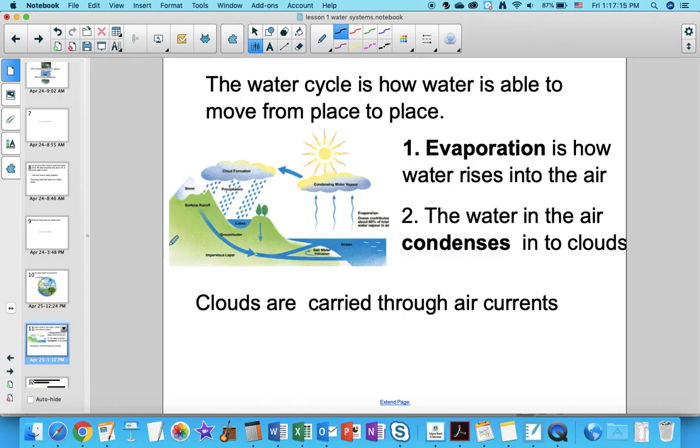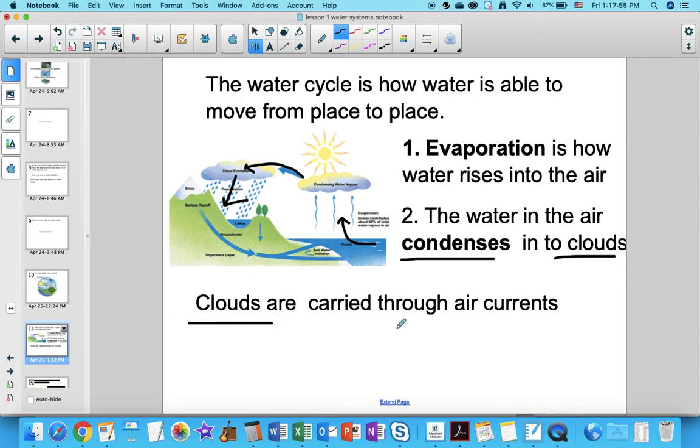So the water cycle is able to move water from place to place, right? So evaporation is how water rises into the air. As mentioned before, evaporation is when water is heated up and changes state into a gas. So if you remember from chemistry, this is a physical change. And when the water enters the air and becomes a gas, it condenses back into clouds, right? It'll condense into clouds, and then the cloud will rain that water down. Another physical change. We're changing from liquid to gas, gas to liquid as it falls down.